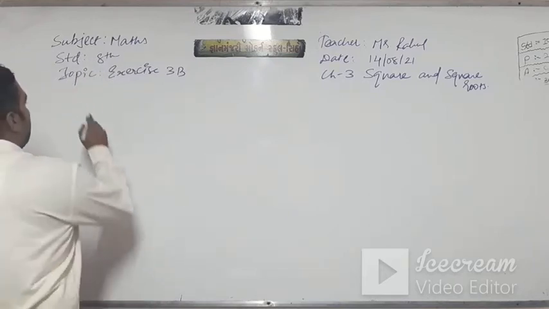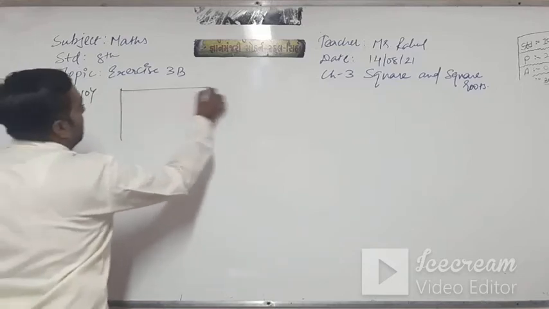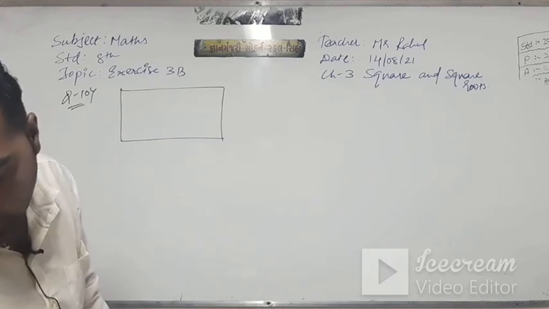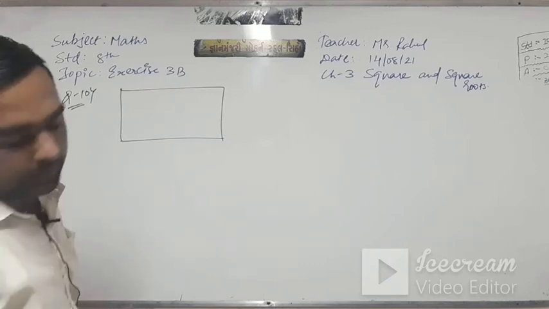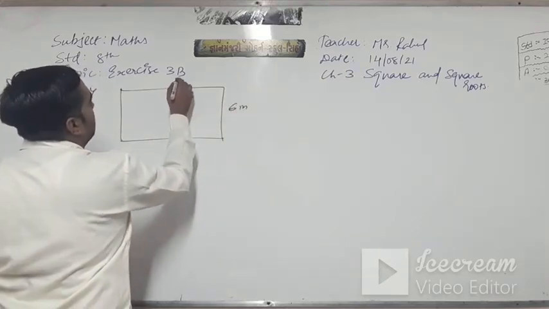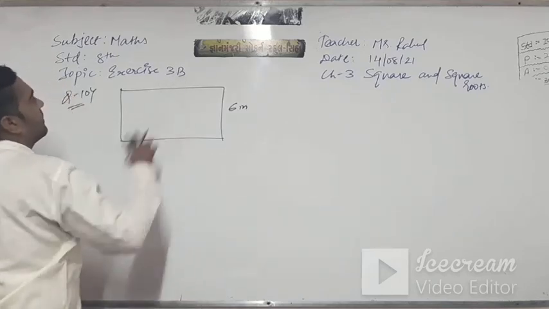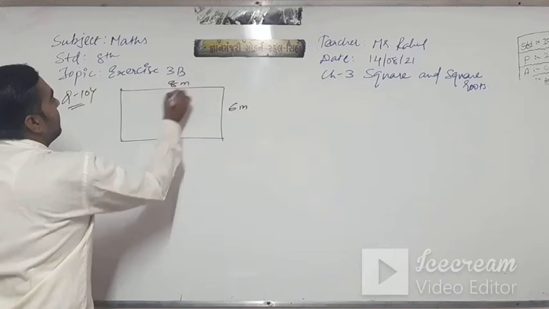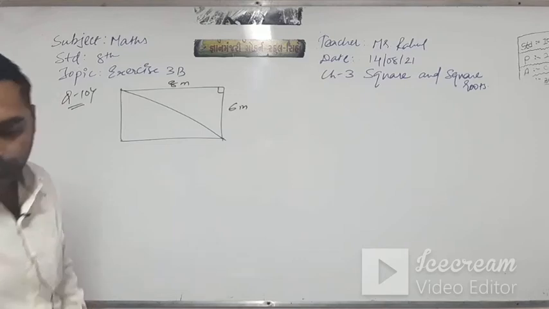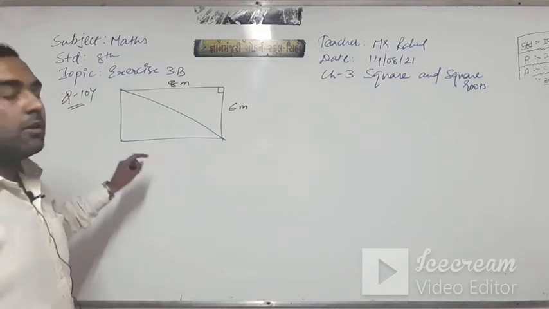Question number 10. A rectangle is given, and the length and breadth of the rectangle are given: sides 6 meters and 8 meters. Now the question is, what is the length of its diagonal of the rectangle of side 6 meters and 8 meters?